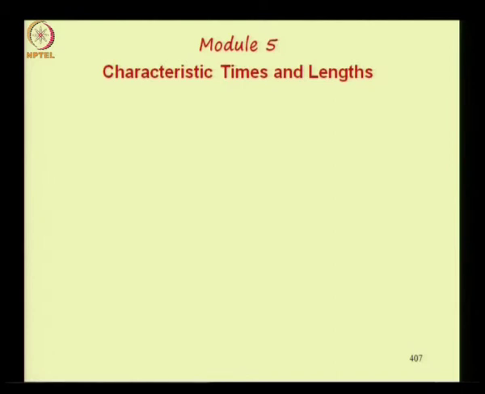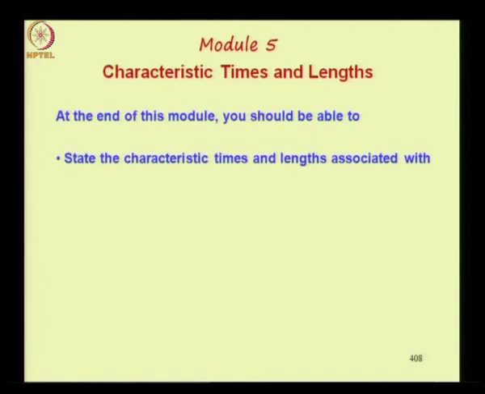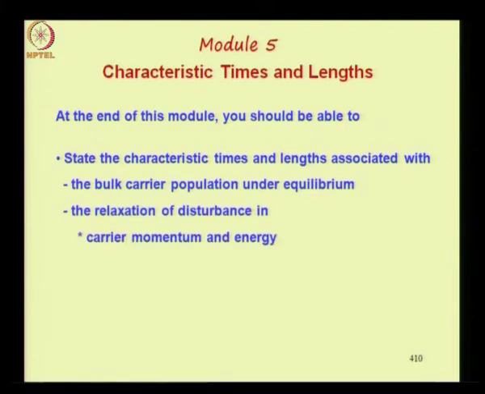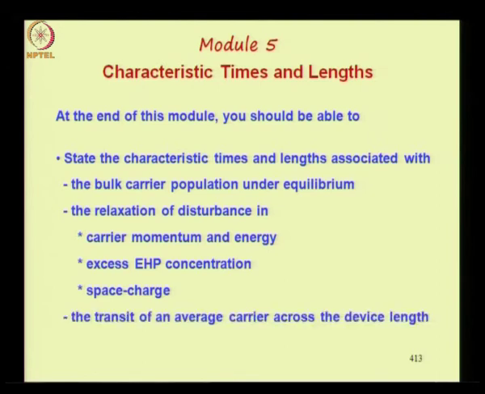Towards the end, let us recapitulate what we have achieved in terms of the learning outcomes. At the end of this module, you should be able to state the characteristic times and lengths associated with the bulk carrier population under equilibrium, the relaxation of disturbance in carrier momentum and energy, relaxation of disturbance in excess electron hole concentration, relaxation of disturbance in space charge, and finally you should be able to state time constant associated with transit of an average carrier across the device length.